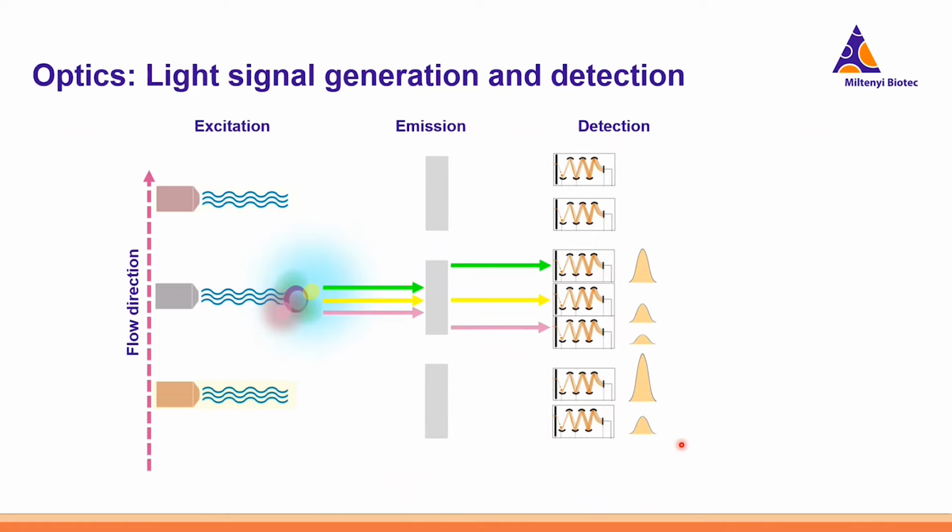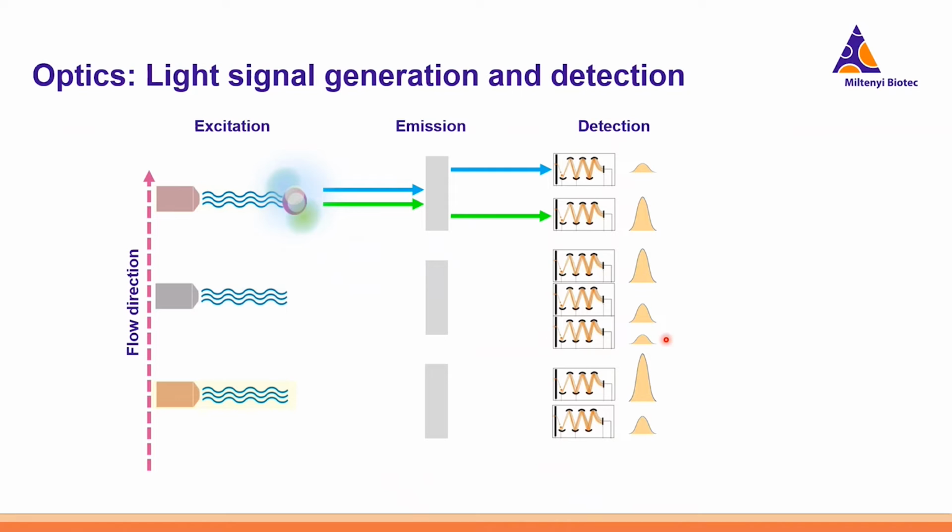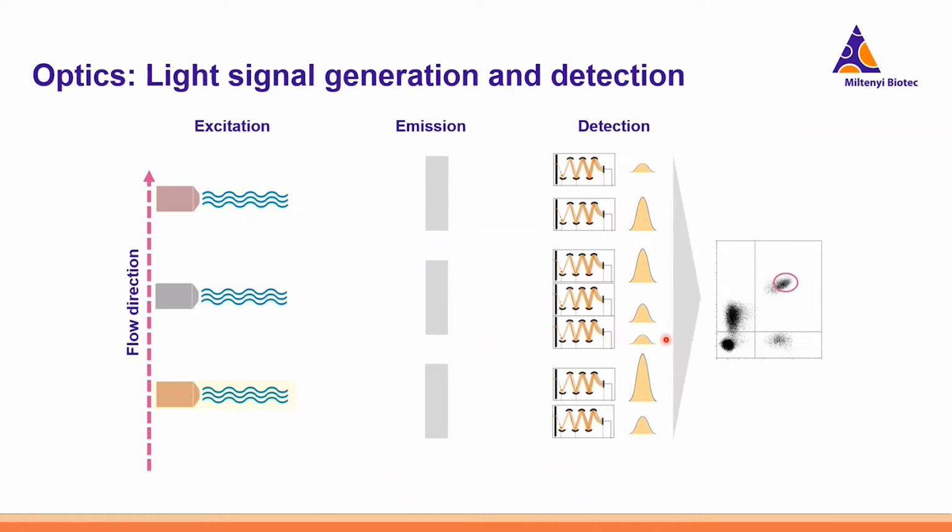Our cell travels through the blue laser and we see our signals coming off. They're emitted, we're detecting them, and we see the peak pulses. And then finally, our violet laser, we see our signals, and then all these measurements are put together to see the events that we see on our cytometer.